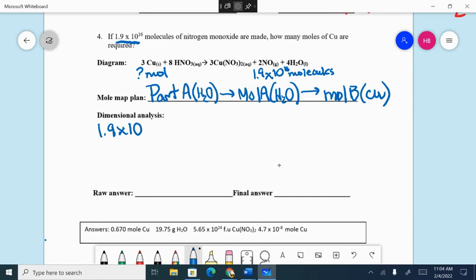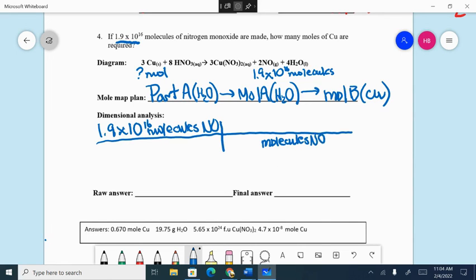1.9 times 10 to the 16th molecules of NO is what we're starting with. In order to cancel molecules of NO, I will put it here, and I can change it from molecules to moles. Then I need moles of NO to cancel, so I'll put it down here, and I can change it to moles of copper. Look at your mole card. That'll keep you from putting anything but 1 next to the units of moles in this conversion factor. The ones that come from the balanced chemical equation have to be mole to mole, like right here.